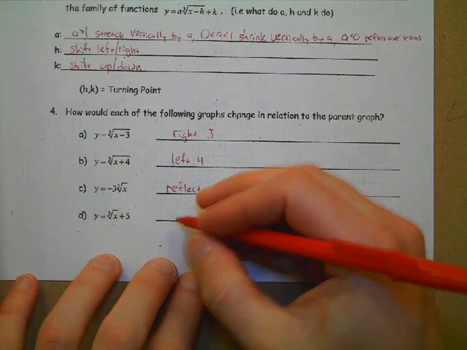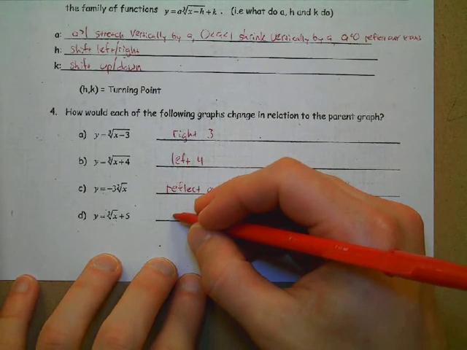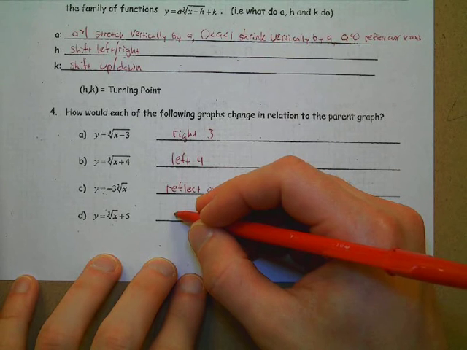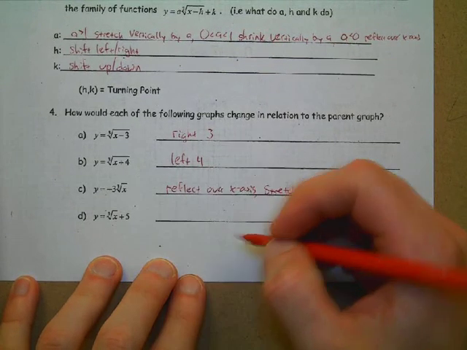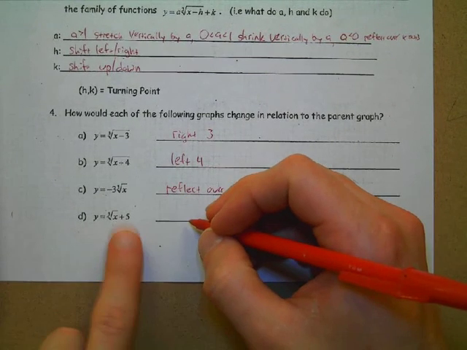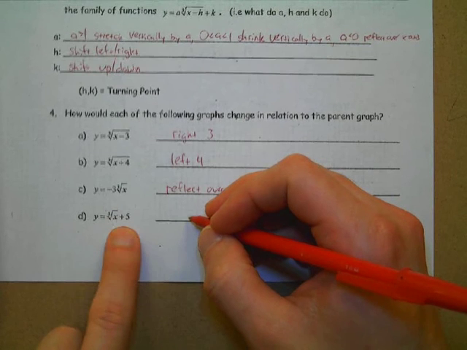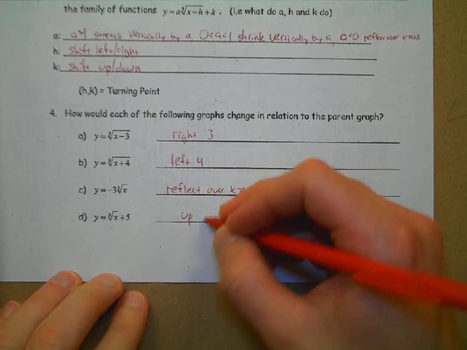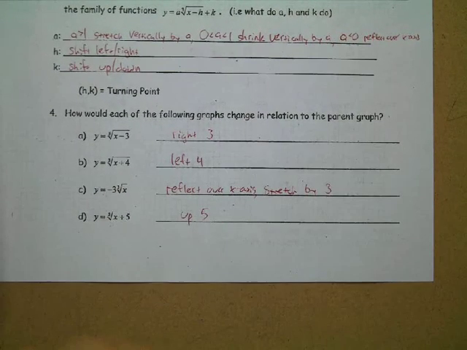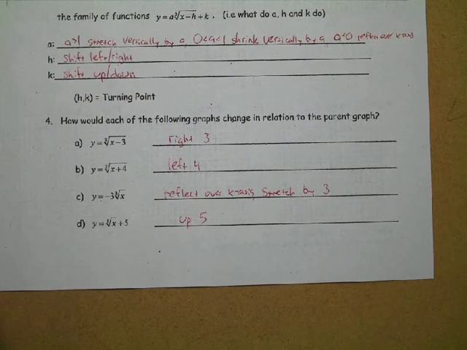Okay, and then how about cube root of x plus 5? What's that plus 5 going to do? Careful, it's outside the cube root. So what's that plus 5 on the outside going to do? Up 5. Yeah, shift it up 5. All right, so those are our transformations.